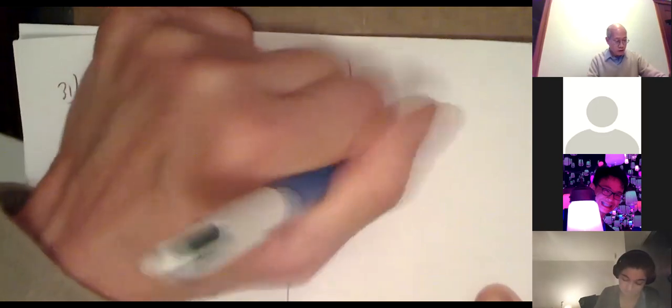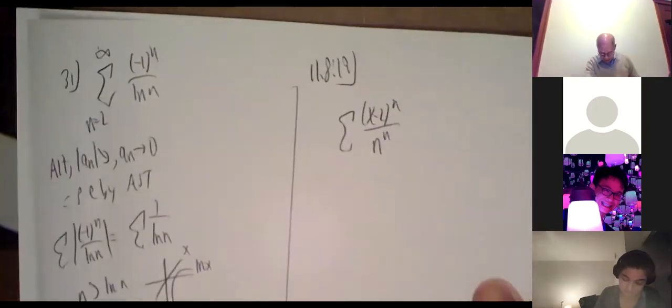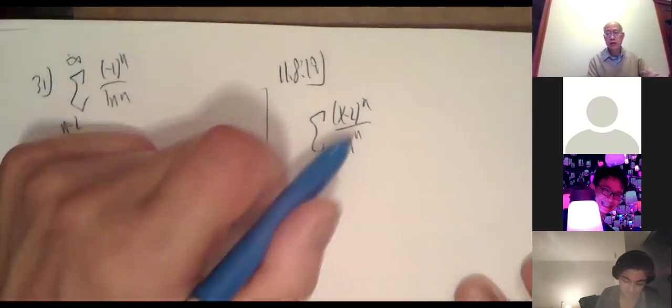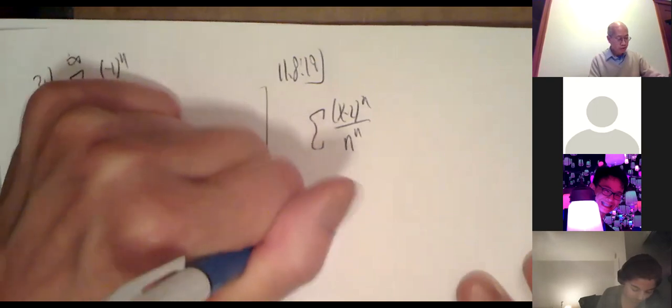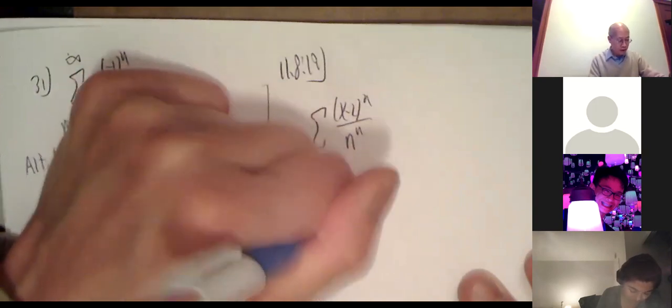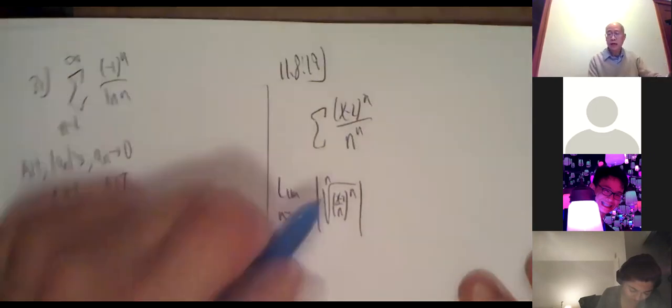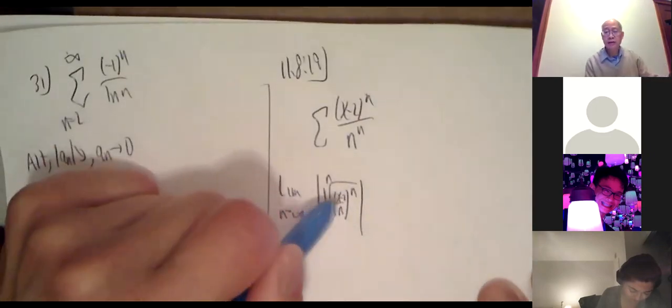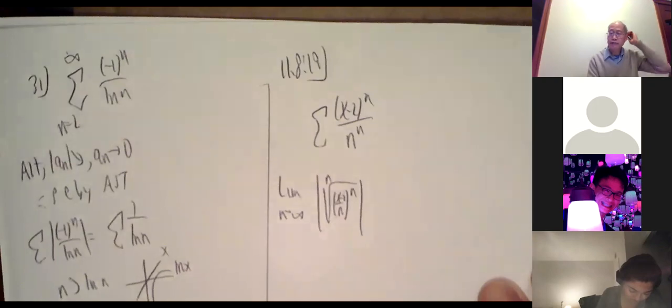X minus 2 to the n over n to the n. It's perfect time for the root test because you can take the nth root very easily. So limit n approaches infinity of absolute value of the nth root of, I can write it like this, right? X minus 2 over n to the nth power. That's the same thing, right? You can distribute the n. X minus 2 to the n over n to the n can be written like that.